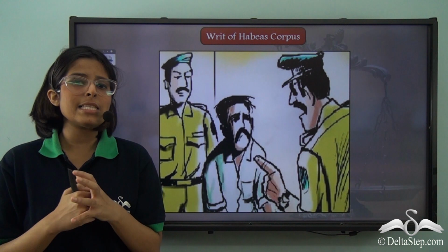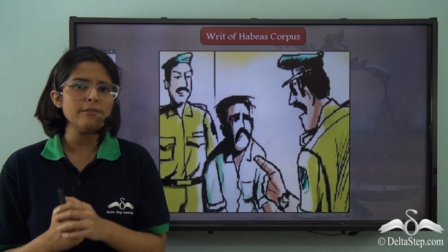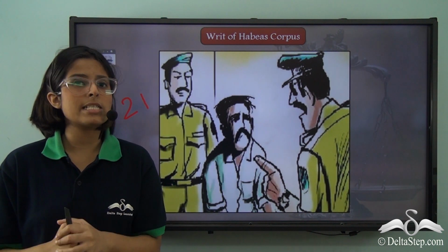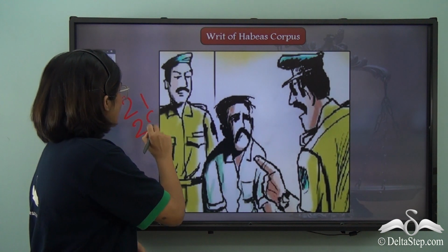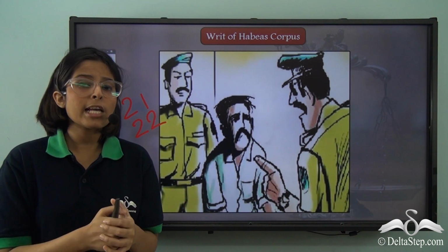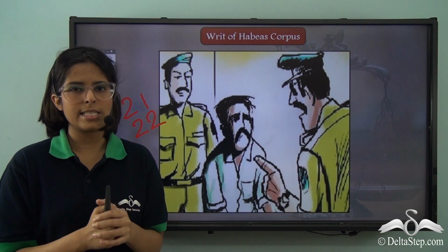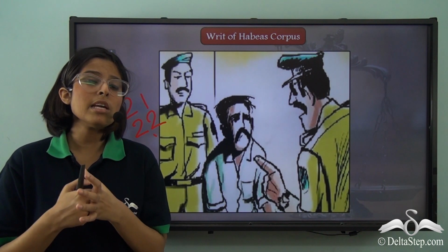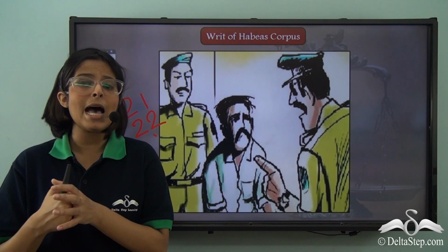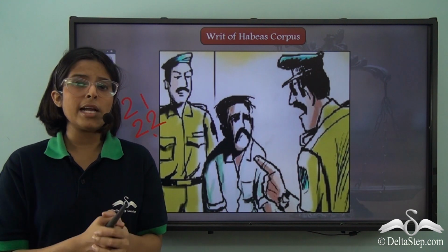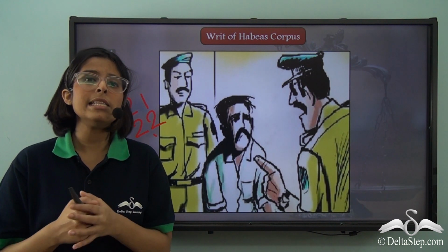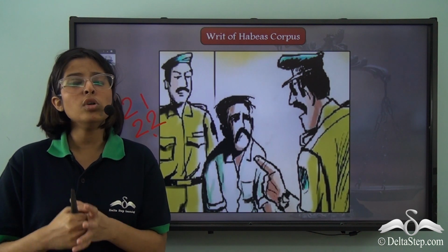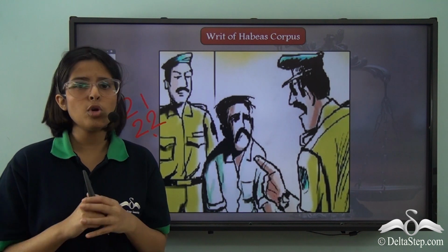So, in this situation, we see that some of Nikhil's fundamental rights are being violated, such as Article 21, which is his right to life and personal liberty, as well as Article 22, which is the right for protection against arrest and detention in certain cases. This article says that if a person is arrested or detained, he has to be informed on what grounds he has been arrested as soon as possible. He also has the right to consult and be defended by a legal practitioner of his choice. Along with that, he also has to be taken to the nearest magistrate within 24 hours.